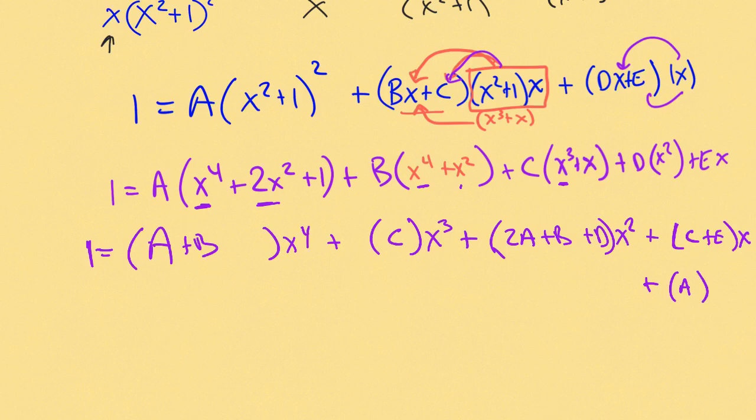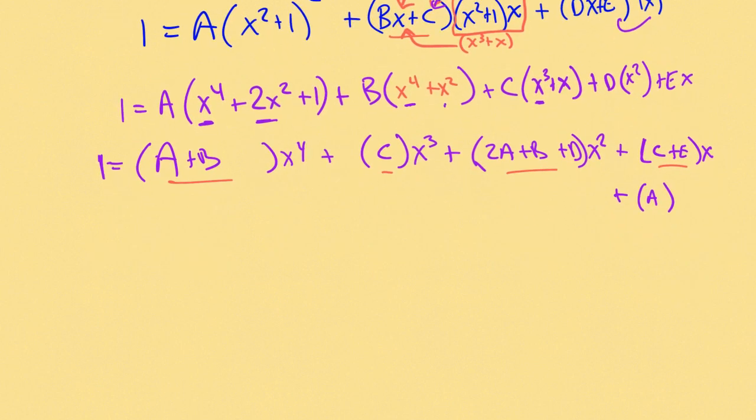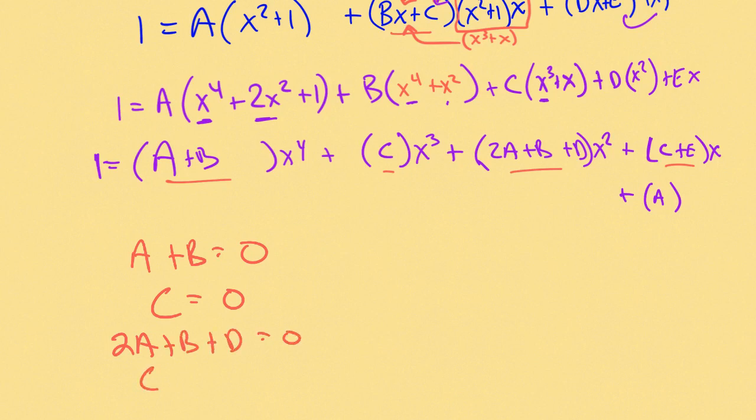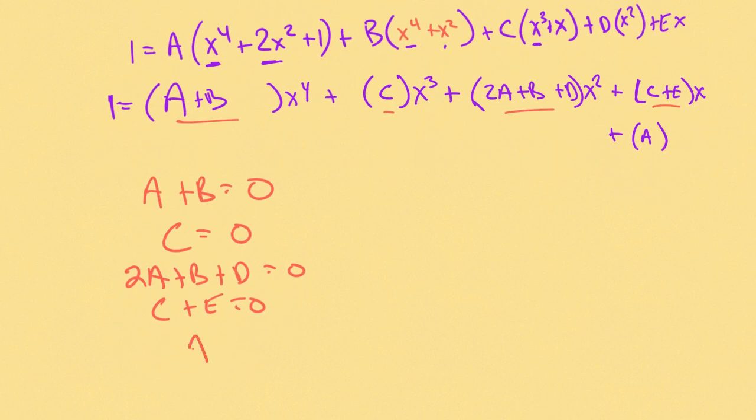Okay, well, I don't have on the left side any terms other than the constant. So all these other coefficients are going to equal 0 when I write those equations. So I'm going to get an equation A plus B equals 0. I'm going to get an equation C equals 0. I get 2A plus B plus D equals 0. C plus E equals 0. And finally, A equals 1.